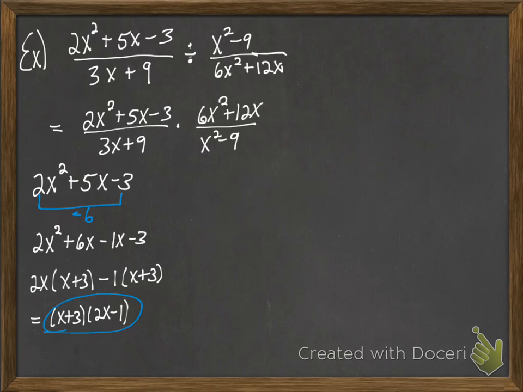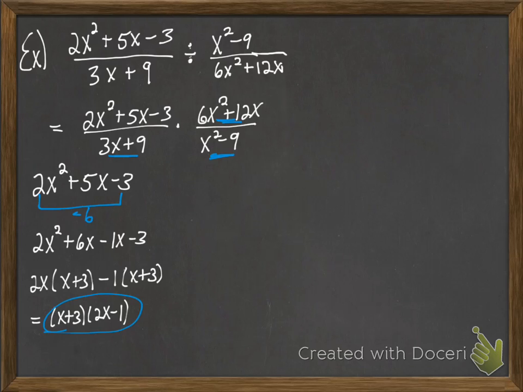So as we look through the rest of the problem, the 3x plus 9, the x squared minus 9, the 6x squared plus 12x, those are all things that we can factor in one step. If you want to write those down individually, you can. Otherwise, if you're comfortable enough doing the rest of it all together, that's probably going to save you a little bit of time.